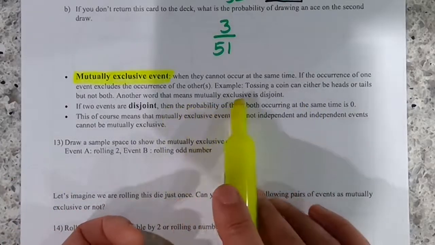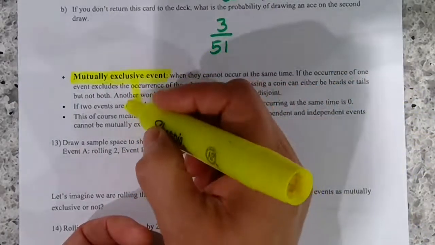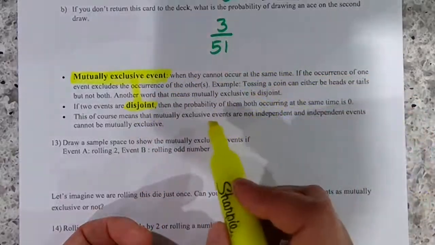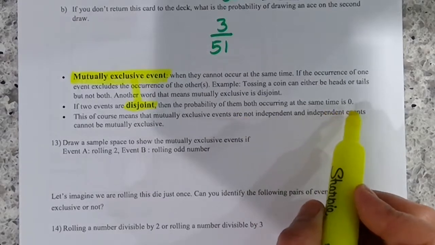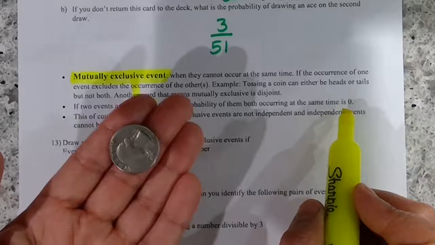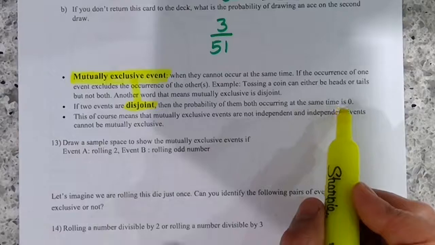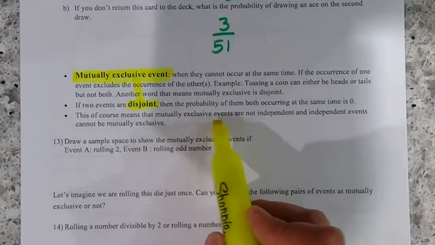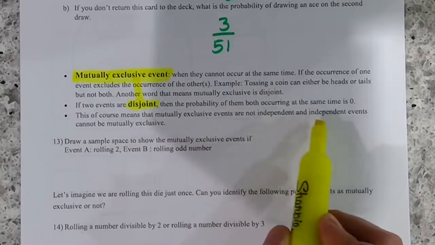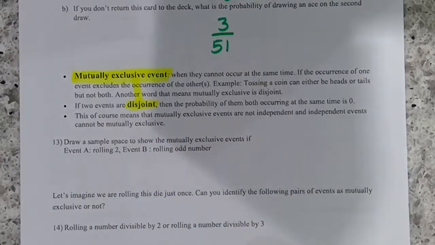Another word that means mutually exclusive is disjoint. If two events are disjoint, then the probability of them both occurring at the same time is impossible. Okay, it's 0. If I get heads, I can't get tails. If I get tails, I didn't get heads. They cannot occur at the same time. This, of course, means that mutually exclusive events are not independent, and independent events cannot be mutually exclusive. We're going to go through examples to help you think about that a little bit more.